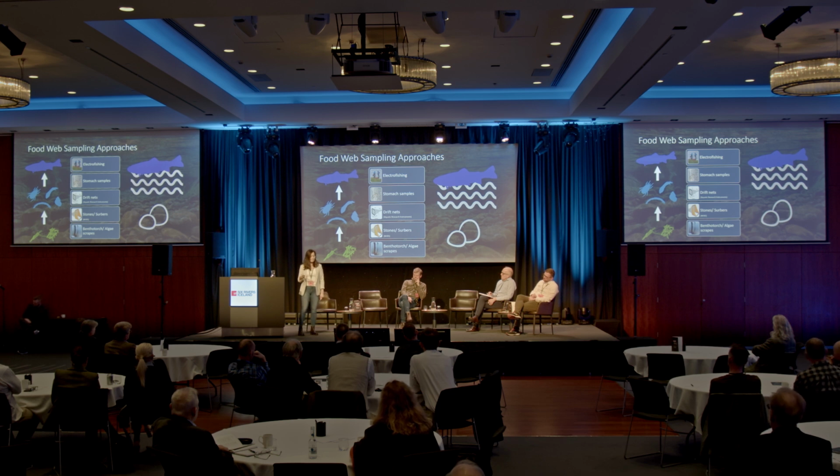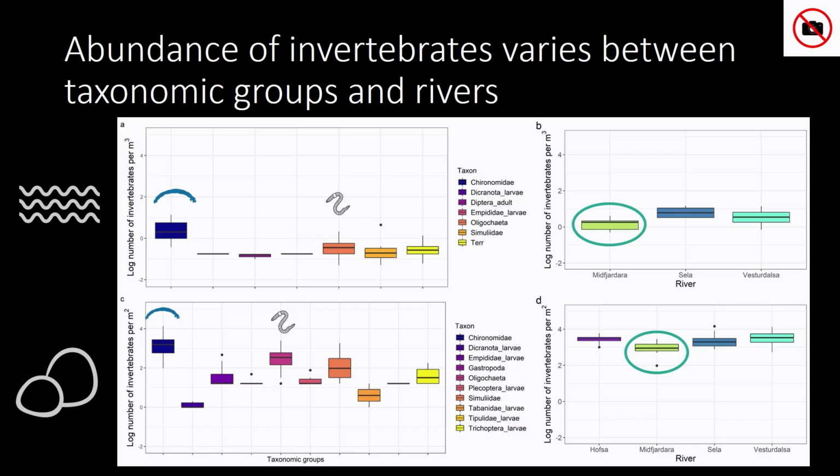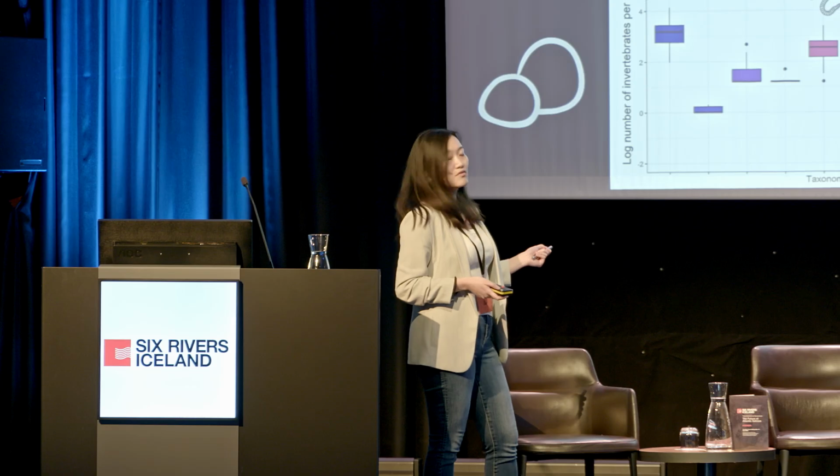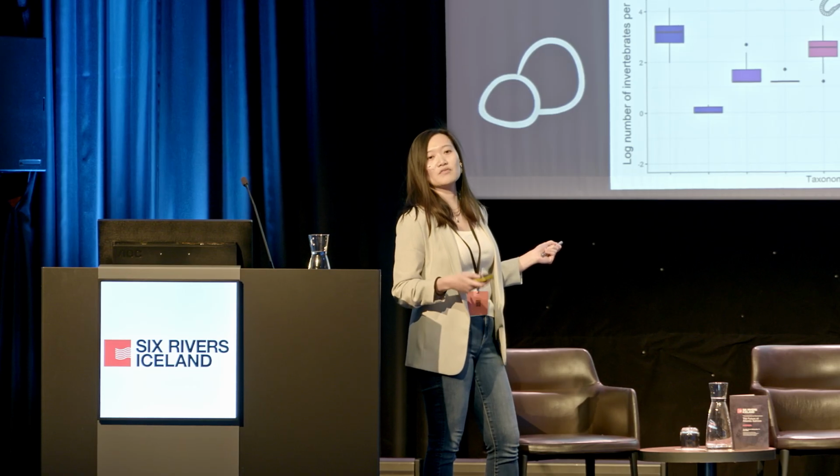Here we see the abundance of invertebrates, the difference between taxonomic groups on the left, and on the right we see the difference in abundance across different rivers. All of these graphs are on a log scale on the y-axis, log abundance per area. On the top, we see the abundance found drifting in the river column, and on the bottom, the abundances of invertebrates found in the bottom substrate of the river.